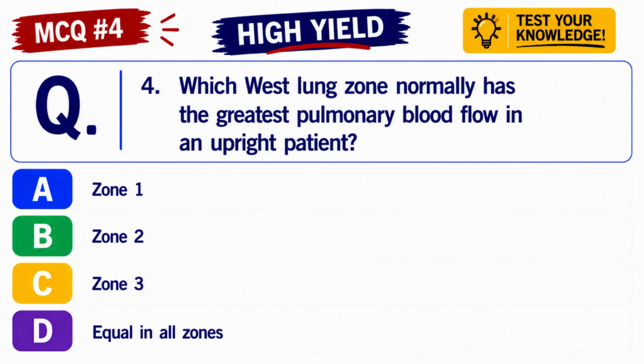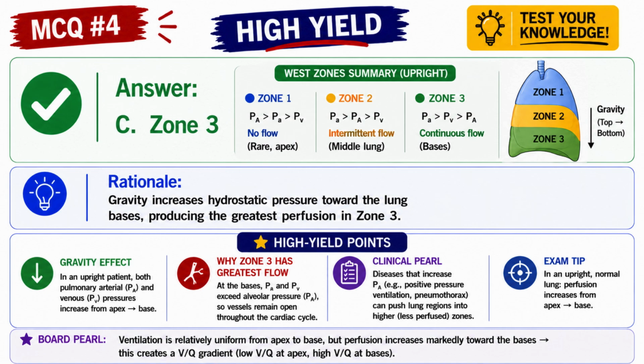Question 4. Which west lung zone normally has the greatest pulmonary blood flow in an upright patient? A. Zone 1. B. Zone 2. C. Zone 3. D. Equal in all zones. The answer is C. Zone 3.